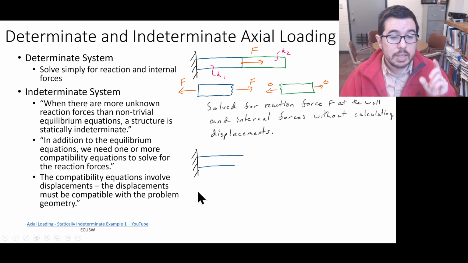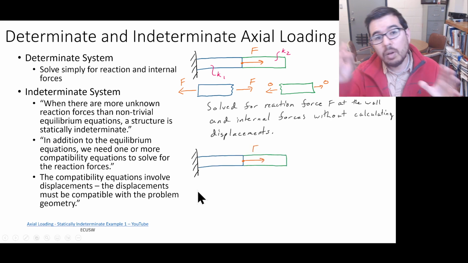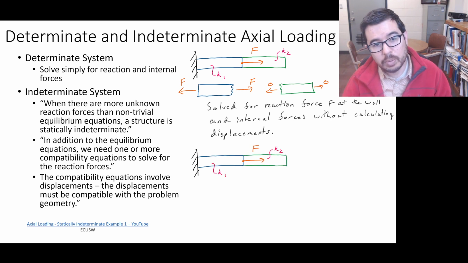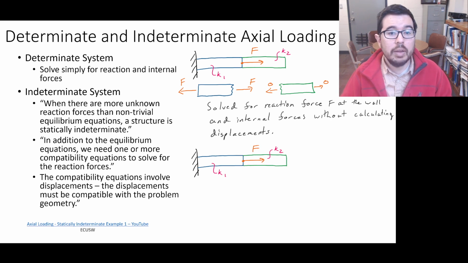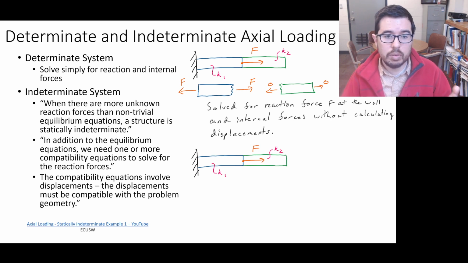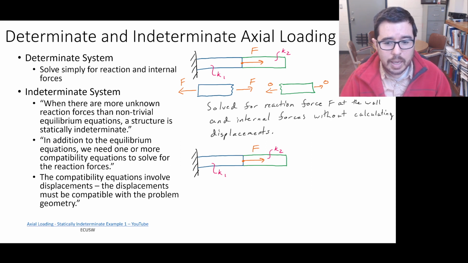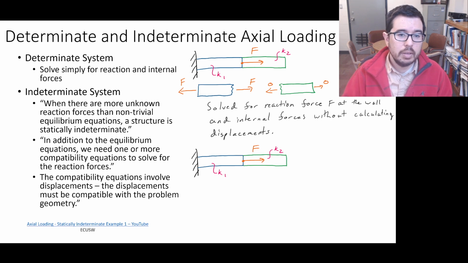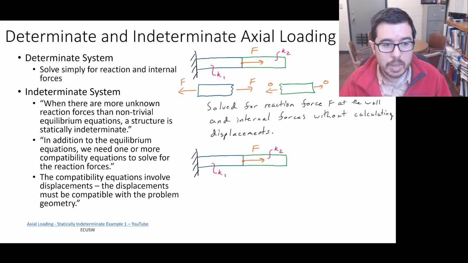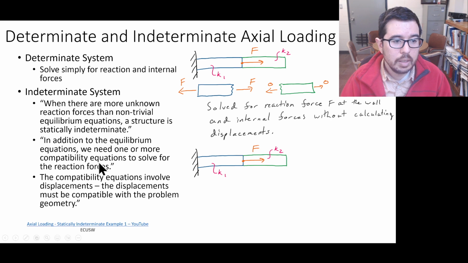But if it's a statically indeterminate system, we exhaust what we understand with equilibrium, and we still have an imbalance. We still have more unknown variables than we have equations. So we would like to be able to find another equation somehow. And that's where we use compatibility equations.